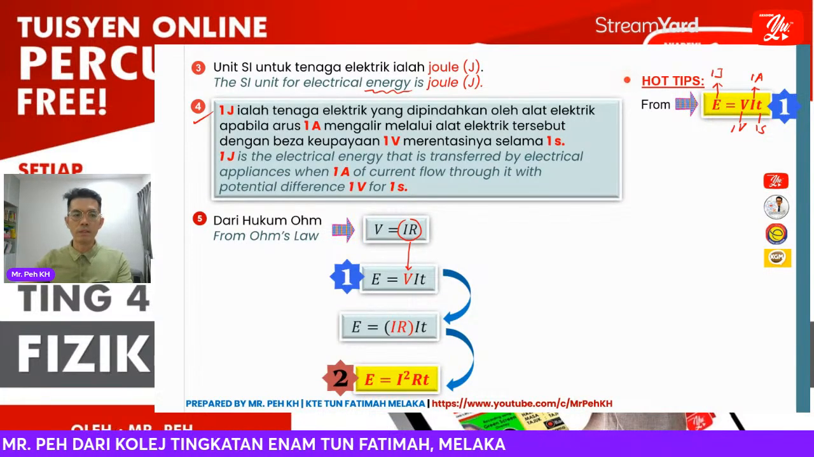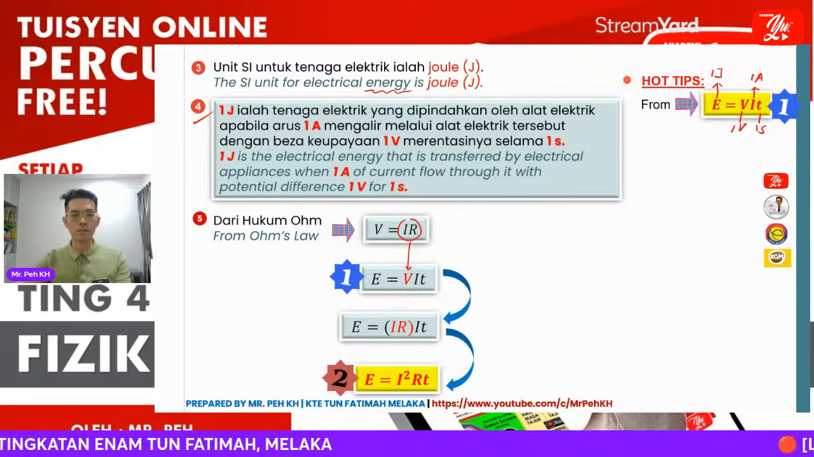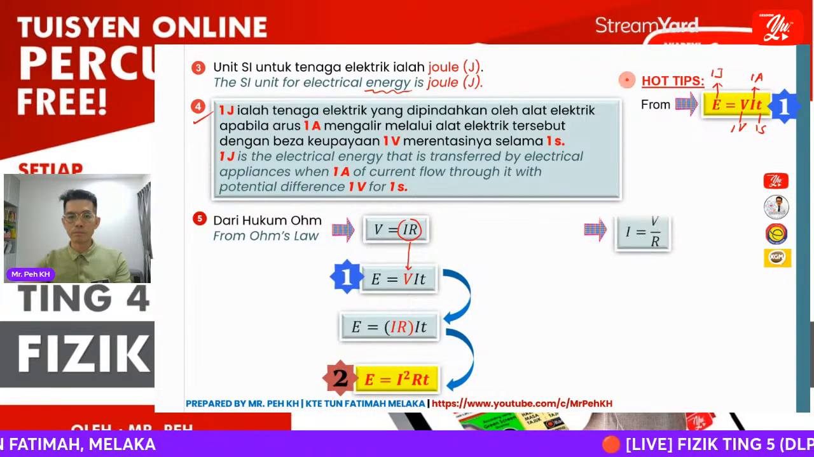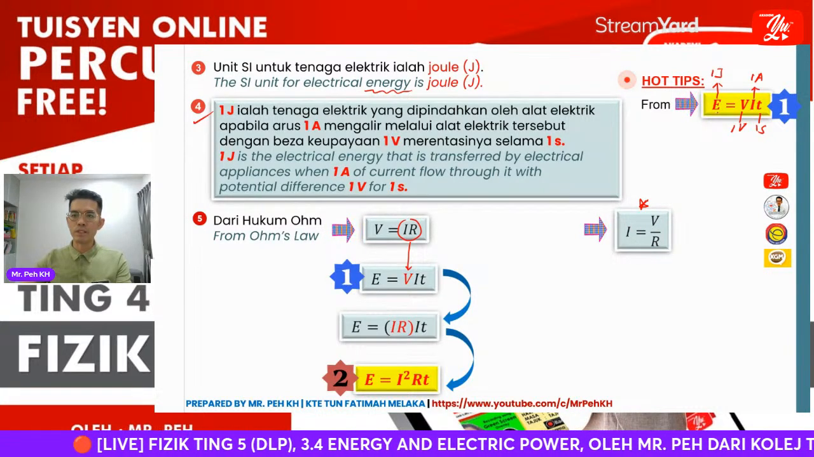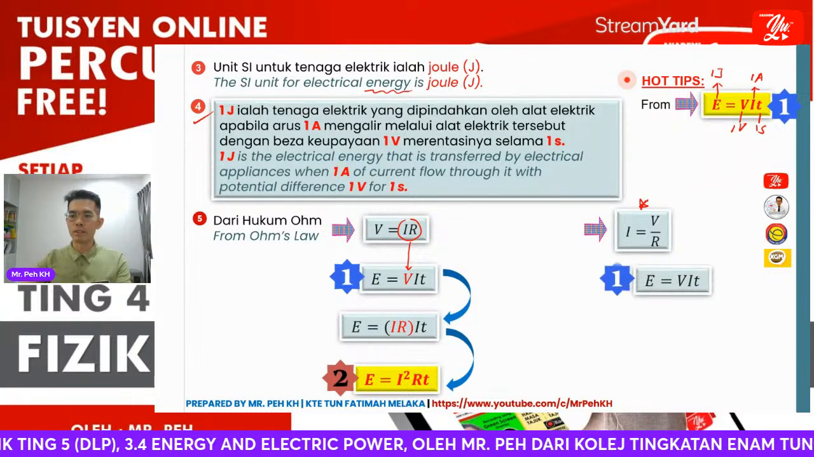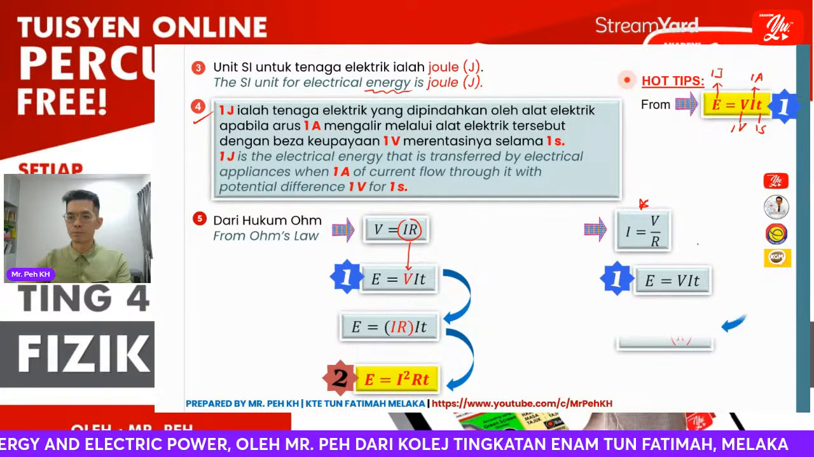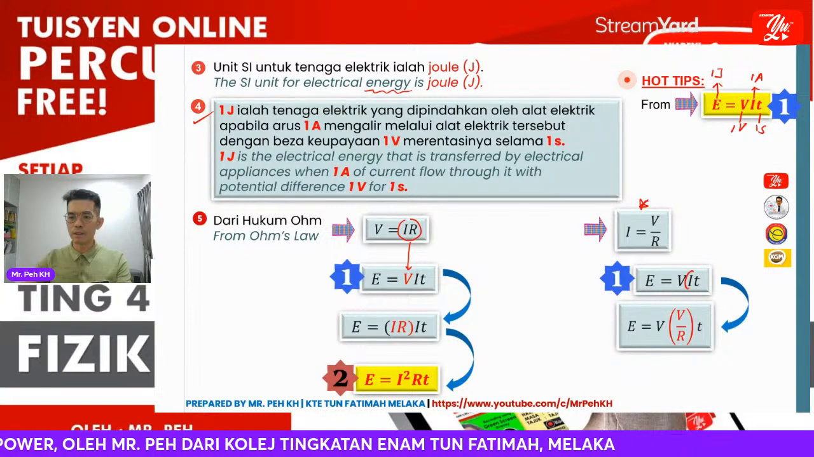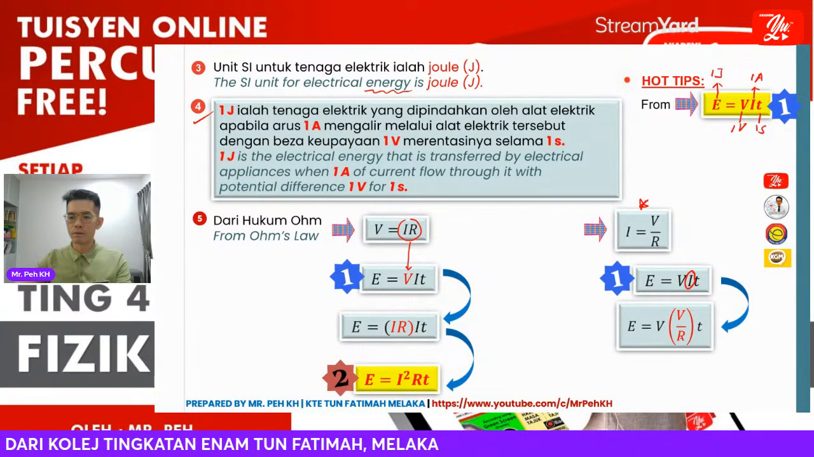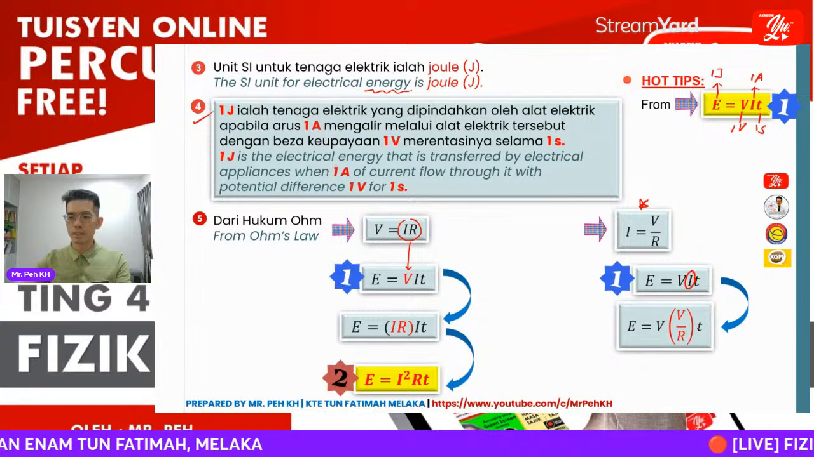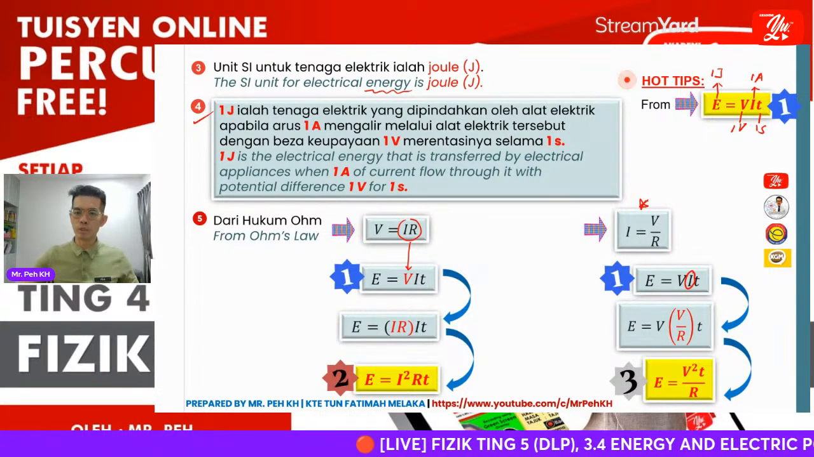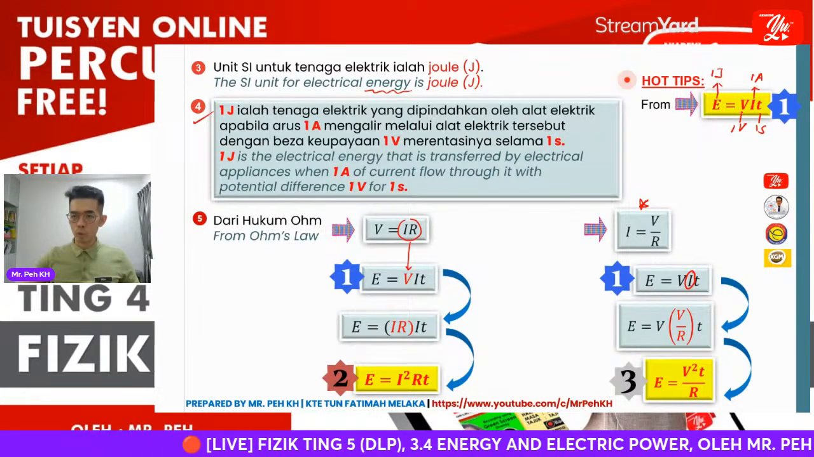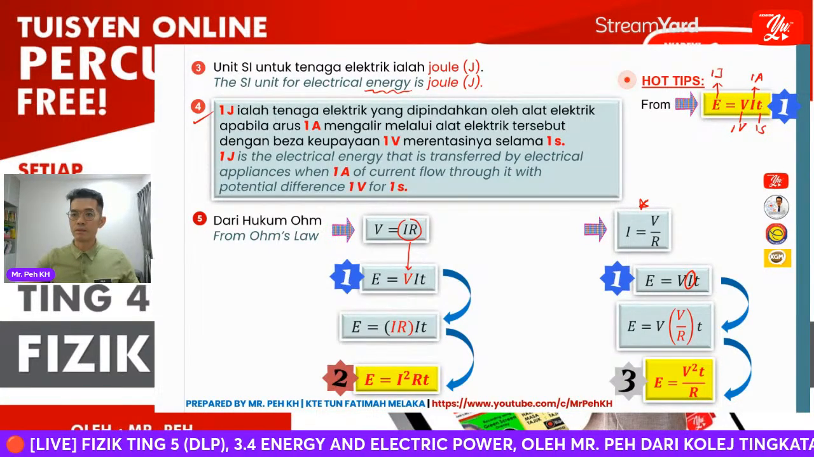Okay, so then there is another formula you can get by rearranging Ohm's law again, where I equals V over R. And then we use the same first formula, E equals VIT. Then we substitute our I with V over R. So you get V squared T over R. So with this equation, okay, these are 3 equations relating E with V, I, T, and R.